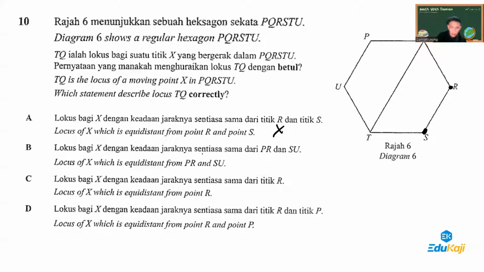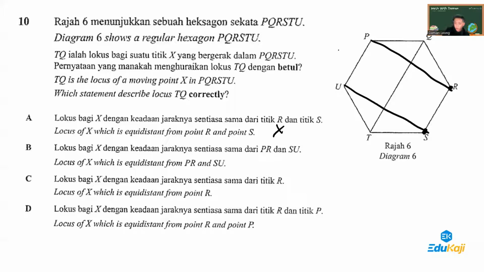Locus of X equidistant from PR and SU. So PR and SU. PR is like this. SU is like this. Equidistance means a line in between, which is also wrong.